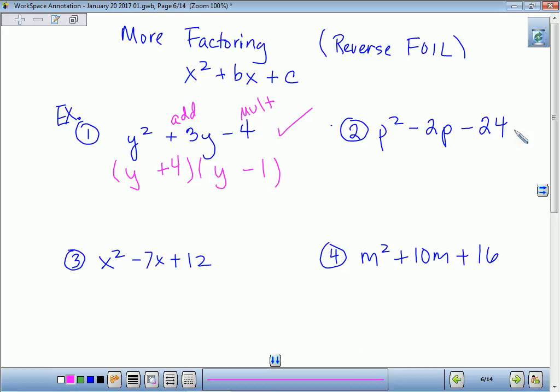What can I multiply to get -24 that I can add to get -2? Negative 6, negative 4. -6 and +4. You were really close though. So p squared minus 6p plus 4p minus 24. Okay, what can I multiply to get 12 that I can add to get -7? 4 and 3, but they both need to be negative.